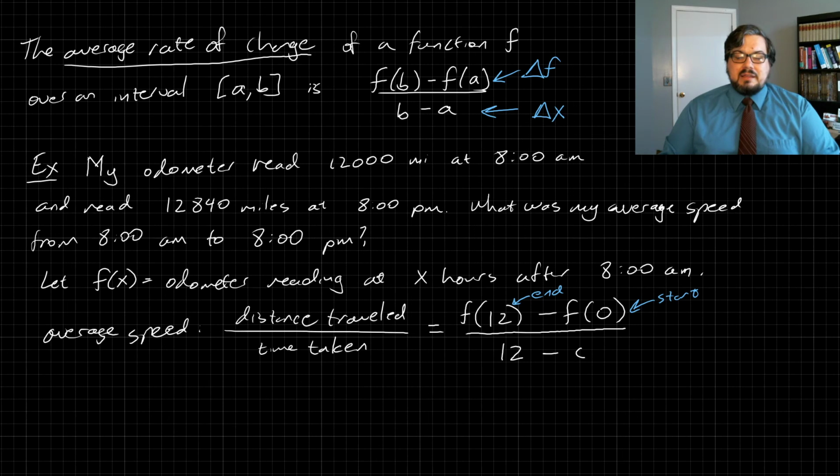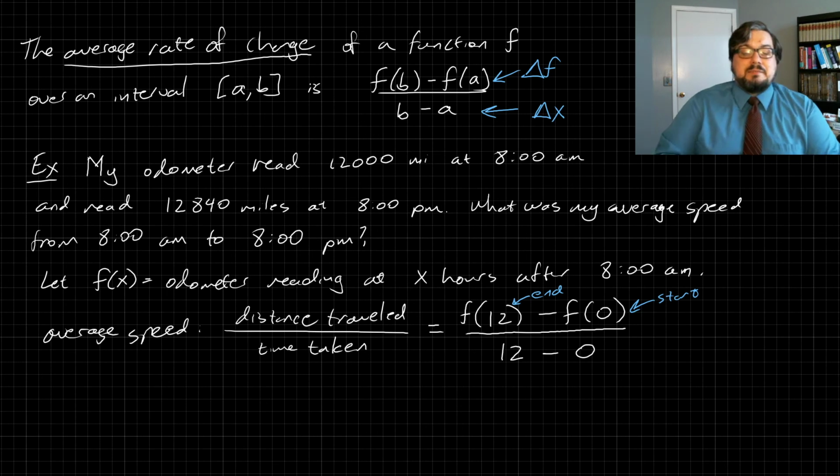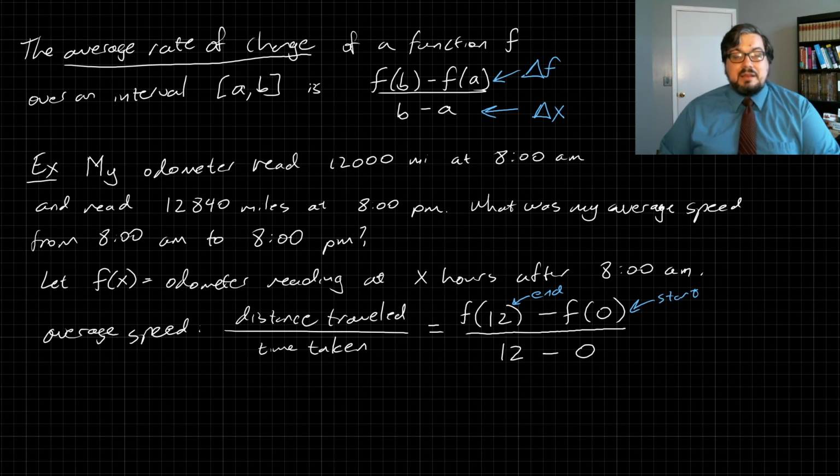The time taken is then the difference in the times. So in this case, my time taken is being measured in terms of x, where x is the number of hours after 8 o'clock a.m. And again, the end of the process occurs 12 hours after 8 a.m. And the start of the process happens 0 hours after 8 a.m.